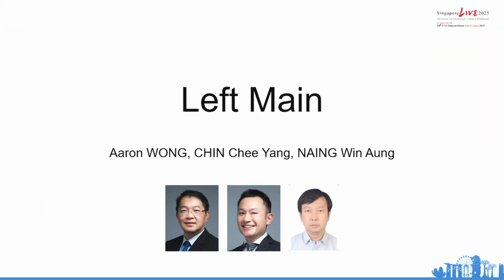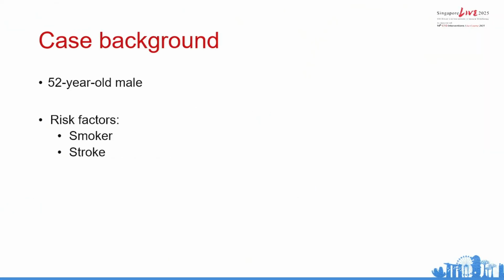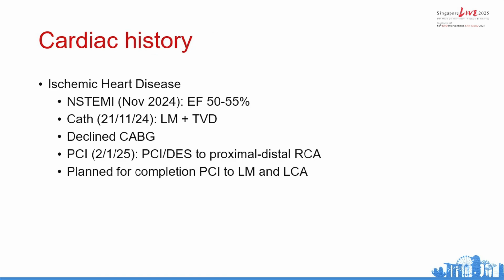Hi, good morning. This is a 52-year-old gentleman with a previous history of stroke, presenting with NSTEMI in November last year. We did an angiogram on the 21st of November. It shows diffuse proximal to distal RCA disease with some haziness in the mid-RCA, likely the culprit for that presentation. The left main is calcified with eccentric lesions extending into the ostial LAD.